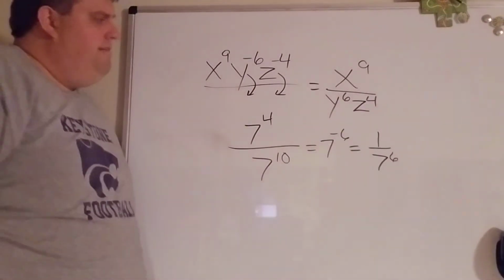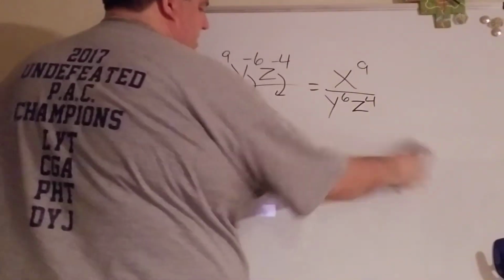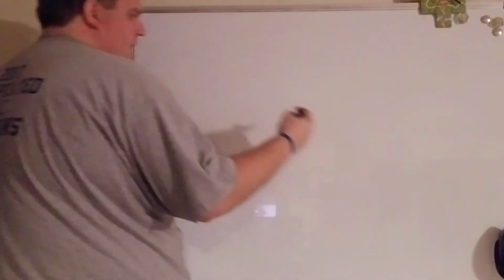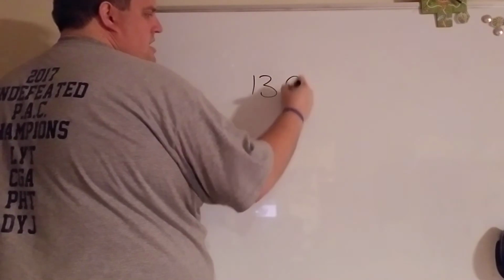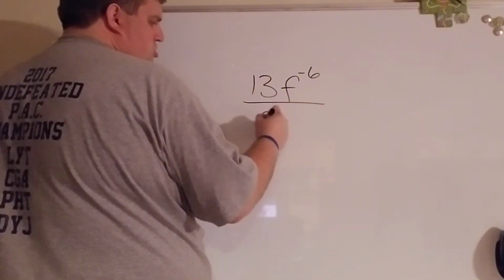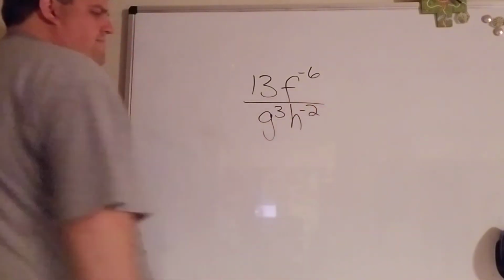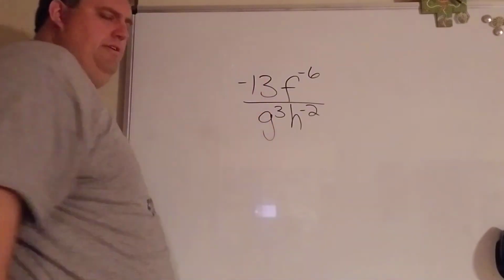It would stay there. Now, I can, in fact, move something. Let me show you this one. Let's say you had 13 f to the negative 6th over g cubed h to the negative 2nd. Right? Actually, we'll make it negative 13, make it fun.